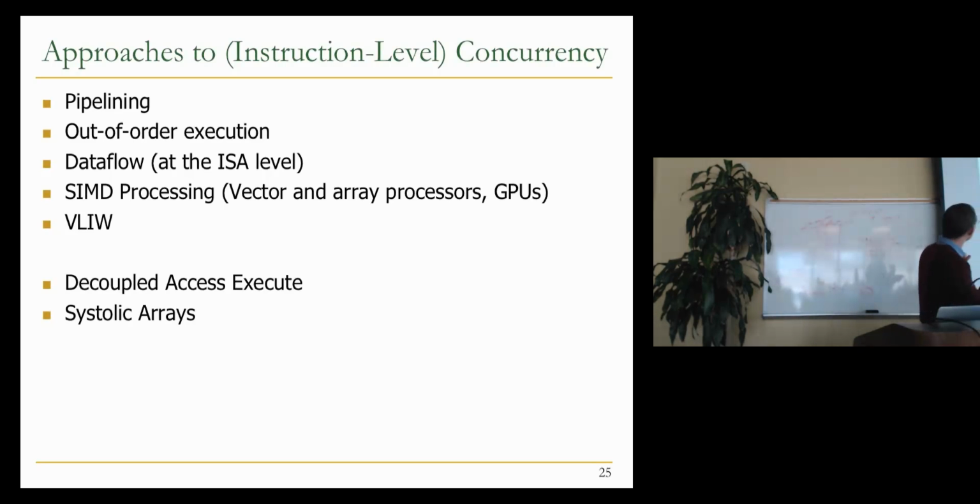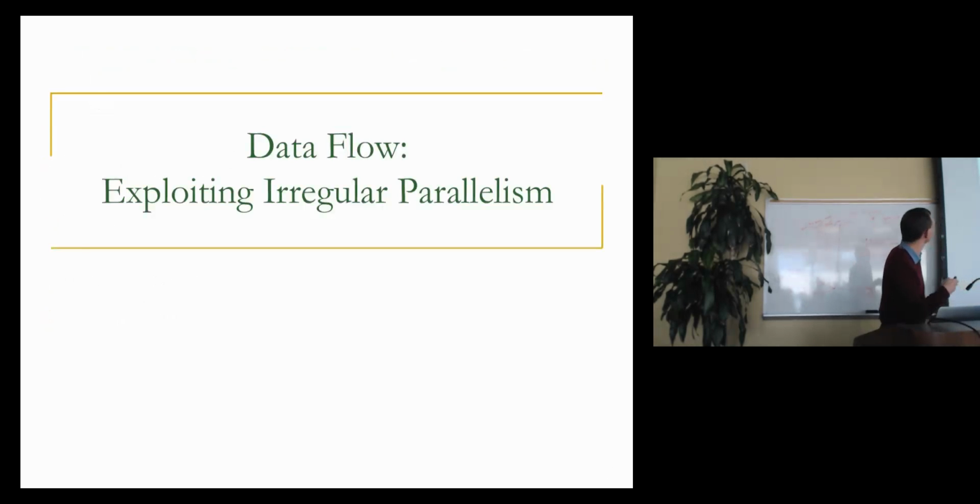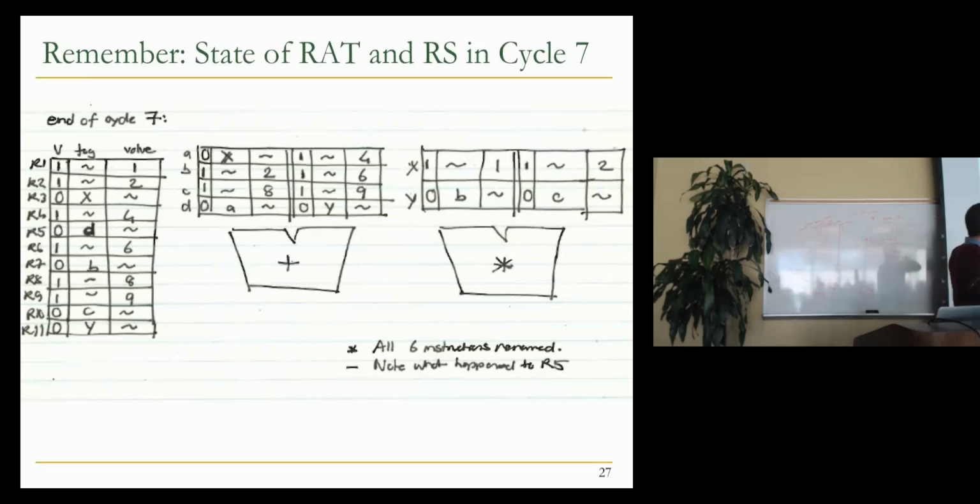And then in the next few lectures, we're going to talk about SIMD processing, VLIW, decoupled access execute, and systolic arrays. These are all interesting, fun concepts. Different ways people try to exploit parallelism. And actually, most of these are employed in some way today, even though data flow at the ISA level has not been as successful for the reasons that we discussed earlier. Let's take a look at data flow relatively quickly, and I'm going to skip towards some of these slides.